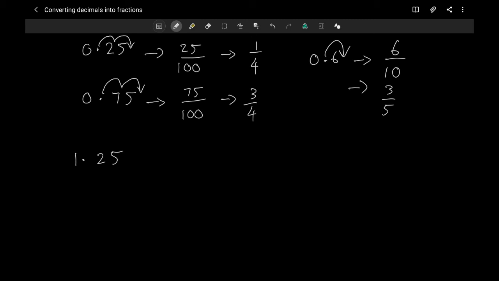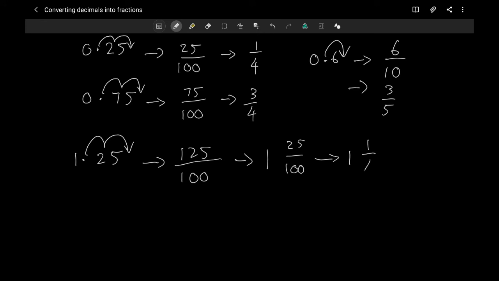So what happens when we have a decimal such as 1.25? Well, the principle is exactly the same. We need to shift the decimal point over 2 times. So the numerator now is 125. And because we shifted the decimal point over 2 times, the denominator is 100. Now, if we simplify this, this is simply 125 over 100. And you can simplify that further. It becomes 1 1/4.